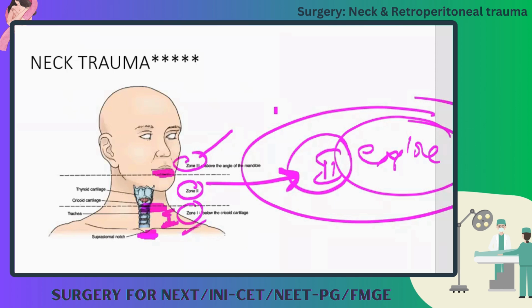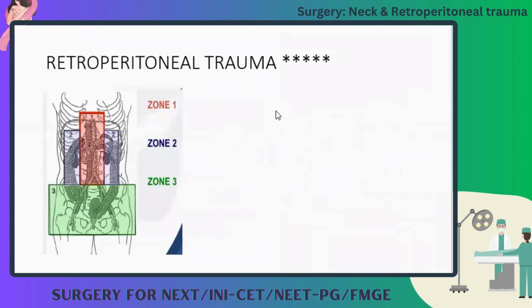So these are newer questions. Neck trauma and retroperitoneal trauma are in the newer textbooks. So pay attention to this, they will be asked. In the same way, retroperitoneal trauma also has three zones: zone 1, zone 2, and zone 3.